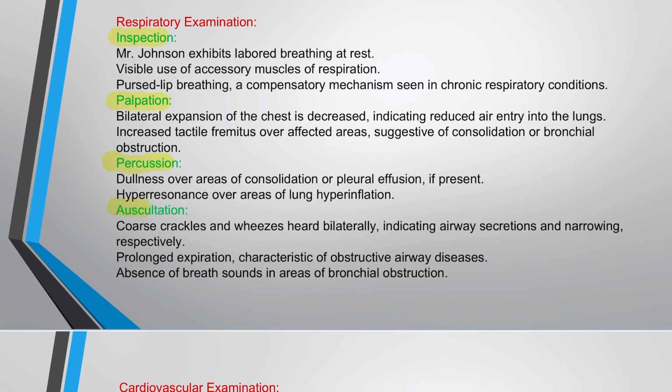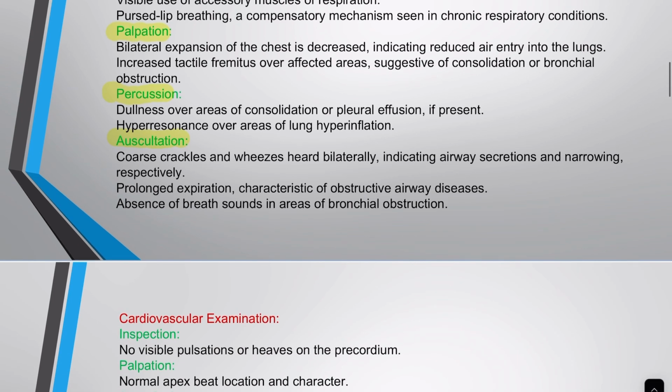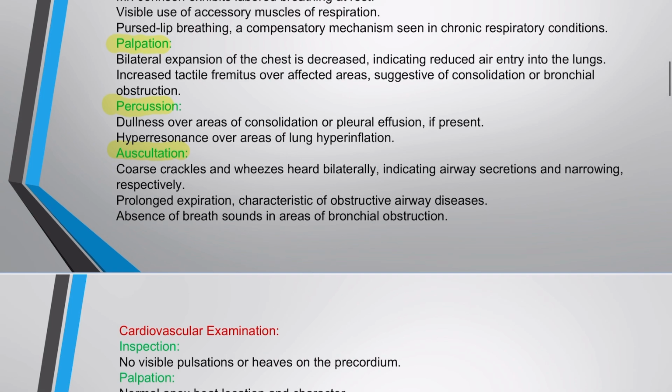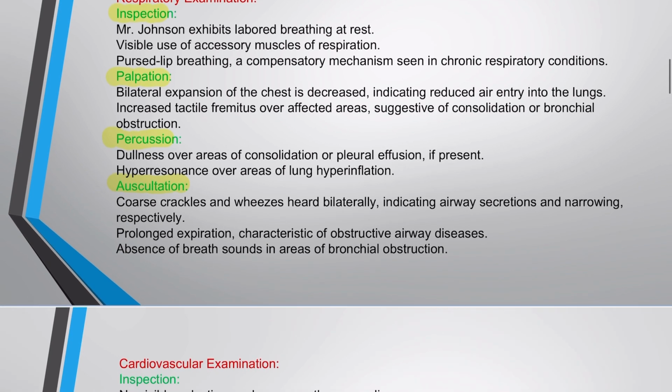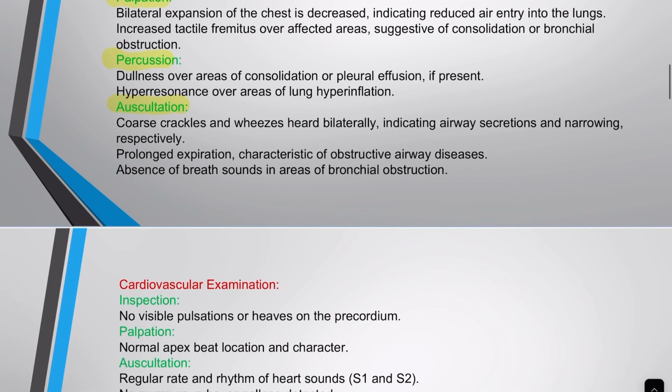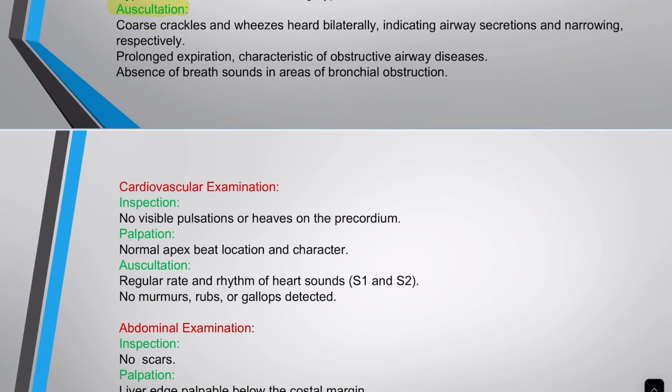And then we proceed with the auscultation and expect to find coarse crackles and wheezes heard bilaterally, indicating airway secretions and narrowing respectively. Prolonged expiration, which is characteristic of obstructive airway disease, and absence of breath sounds in areas of bronchial obstruction. So once you've done your respiratory examination, you're going to proceed with the cardiovascular examination as well, because the cause of shortness of breath could be related to some cardiac problem as well.